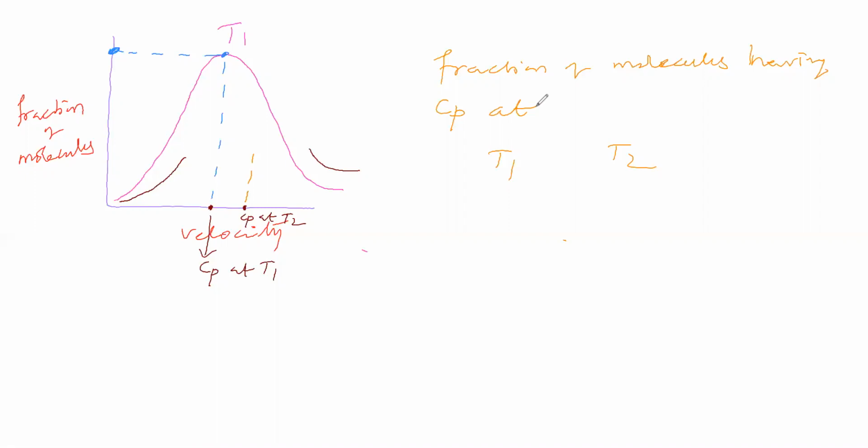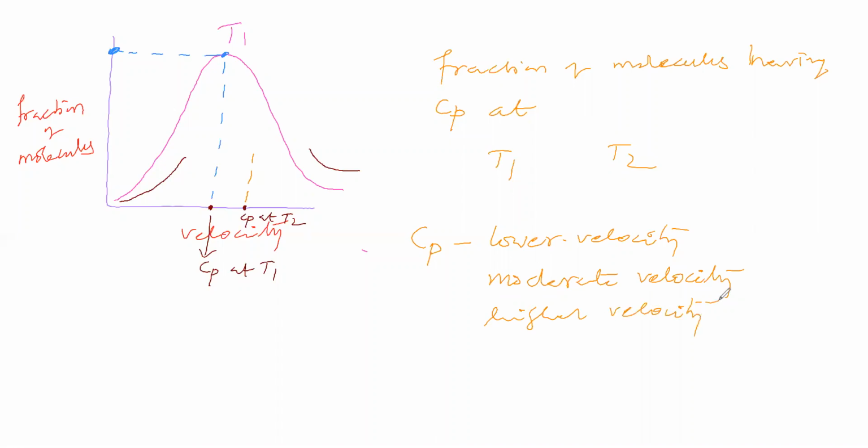Now we will see regarding Cp. Cp is called the most probable velocity. Will it be on the lower velocity side, the moderate velocity side, or the higher velocity side? Now, the most probable velocity comes under which category at a given temperature? That we will see.